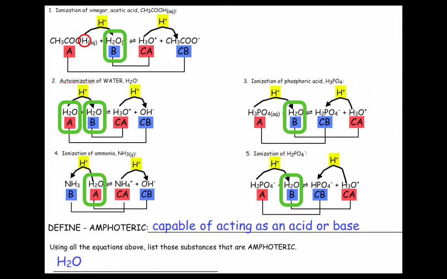The other one is H2PO4 because it's acting as an acid here, and over here it's acting as a base because it's accepting this hydrogen. So that's acting as an acid or base depending in these 5 examples. So 2 answers to the amphoteric question.